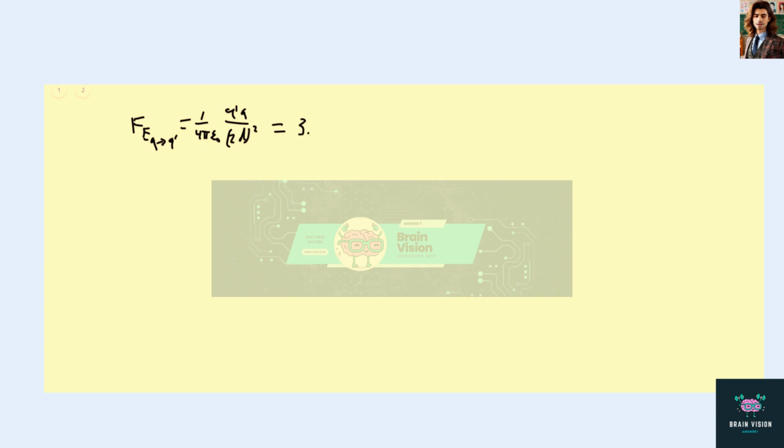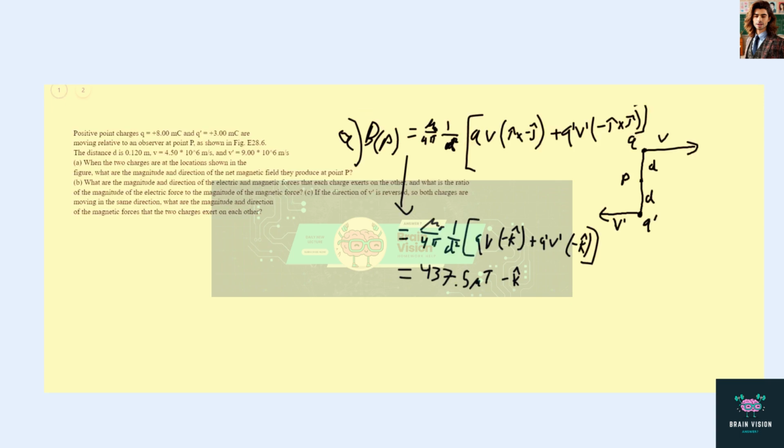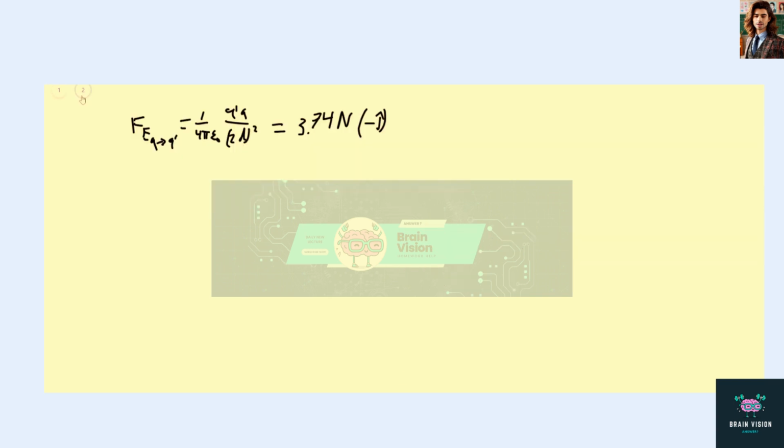So 3.74 newtons. And then we have to figure out what the direction is, and that's going to be negative j hat. So if we go back to the first page, Q acting on Q prime, those are both positive charges. It's going to repel. Q prime is going to be pushed down, which is negative j hat.